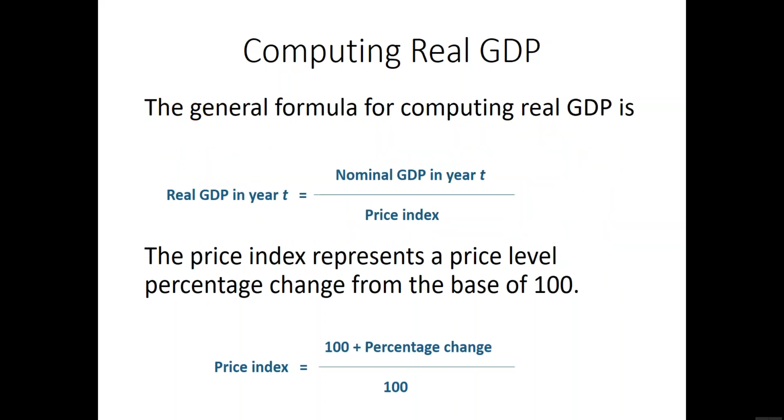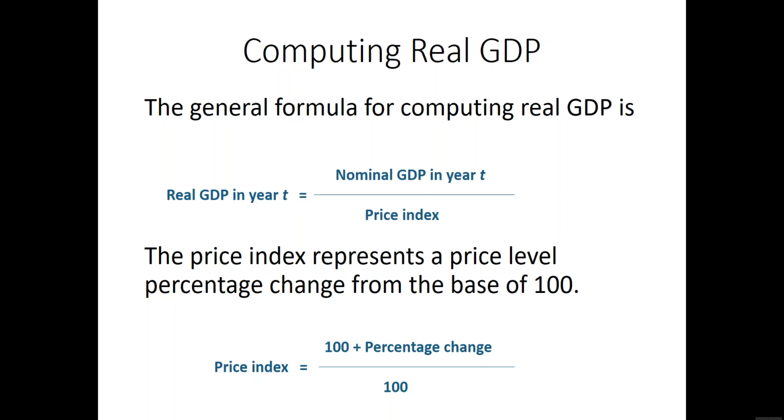The real GDP equals the nominal GDP in that year divided by the price index. So now what is the price index? The price index represents the price level percentage change from the base of 100. Which means the price index will equal 100 plus the percentage change from the base year to the current year, and then divide by 100. That will give you the price index.